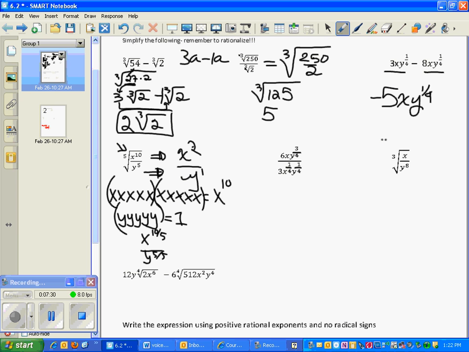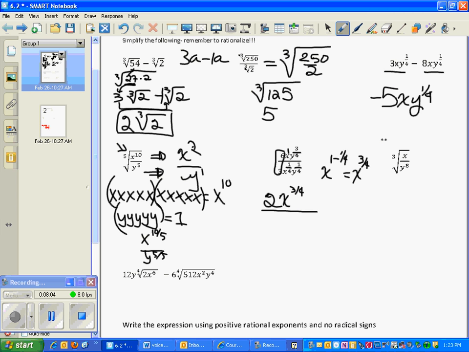Okay, so we're trying to reduce, and so we need to know our power rules, correct? So how do 6 and 3 reduce? I get a 2 in the numerator or the denominator. Okay. What am I going to do with my x's here? I have an x to the first and an x to the 1/4. I'm going to subtract. X to the 1 minus 1/4 is x to the what? 3/4. So it stays up on top because it's positive.